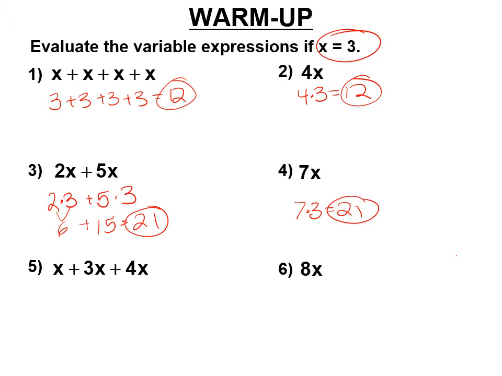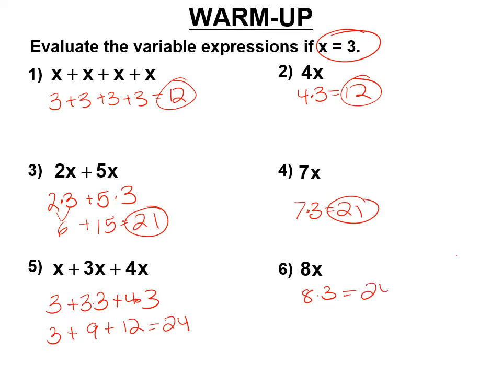Okay. In this one, we have an x, that's 1x by the way, plus 3x plus 4x. And so we have 3 plus 3 times 3 plus 4 times 3. And again, we're going to do order of operations, so we have to do our multiplying before any adding or subtracting. And we're going to get 3 plus, well, it's all adding, so we can use the commutative property, right? But order of operations would say do the one on the left. 3 plus 9 is 12. 12 plus 12 is 24. All right, in this one we have 8 times 3, 8x, also 24.